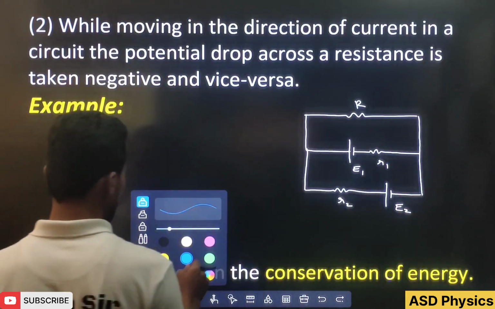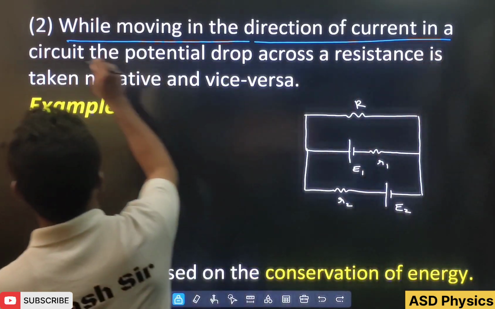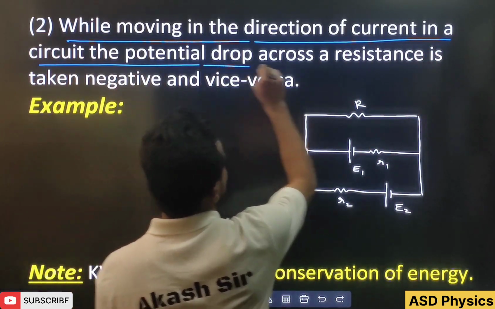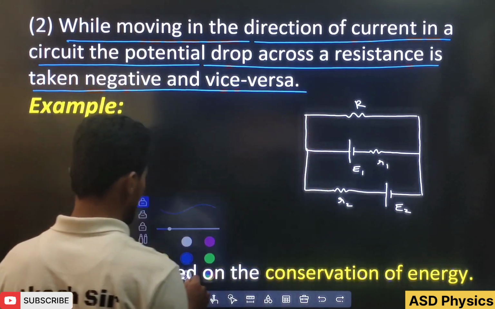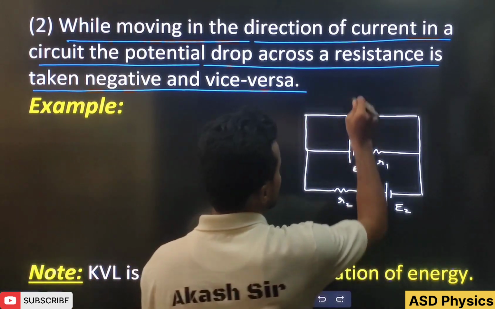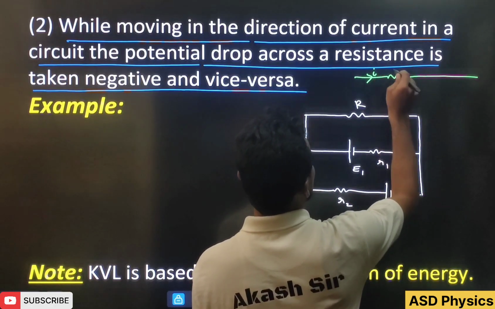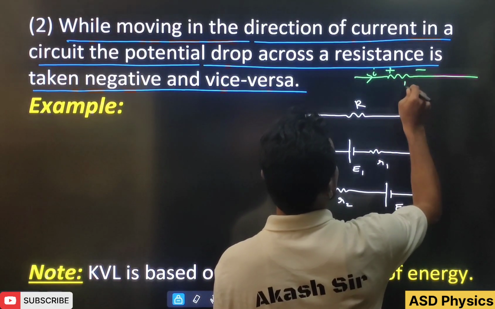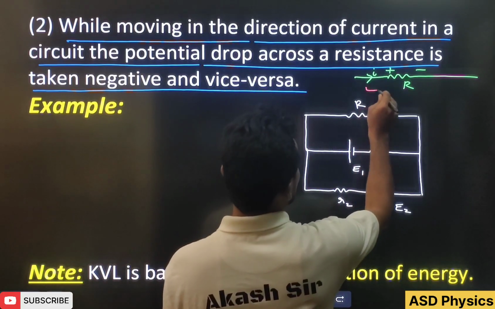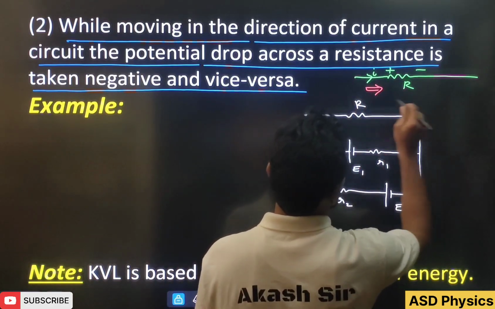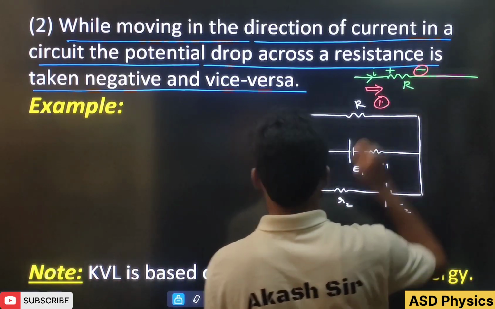After that, students, the second rule you can see very well here. While moving in the direction of current in a circuit, the potential drop across a resistance is taken negative, and vice versa. Let's take for example this is the resistance, and let's take the current going in this direction. So remember, this is plus, this is minus polarity that we have to write here. If you are moving in the direction of the current, you will take the second sign, that means a minus sign.